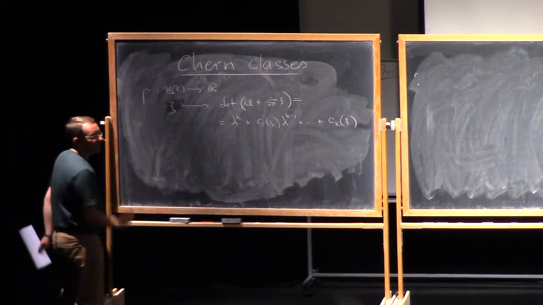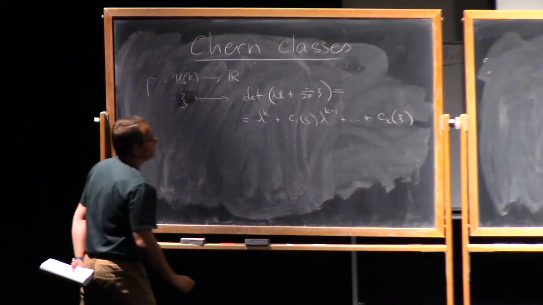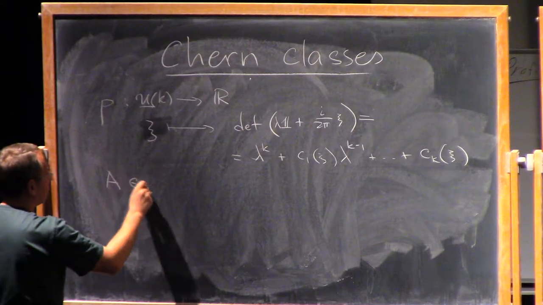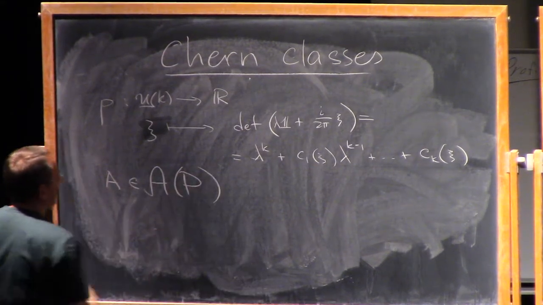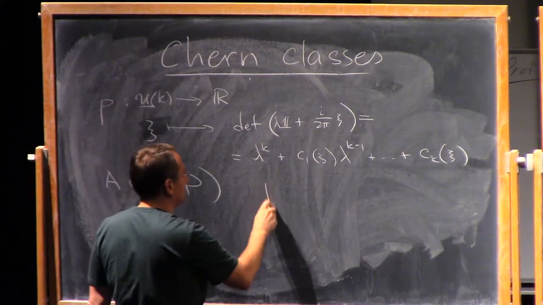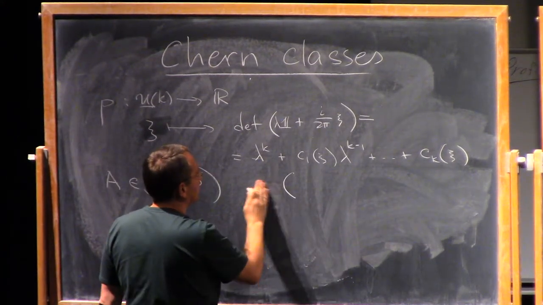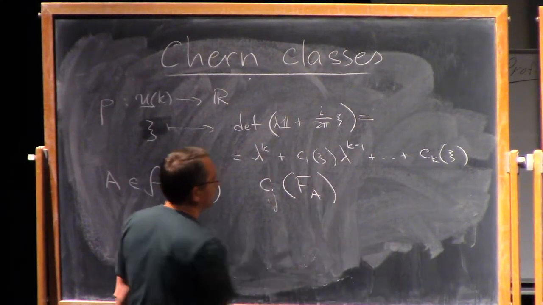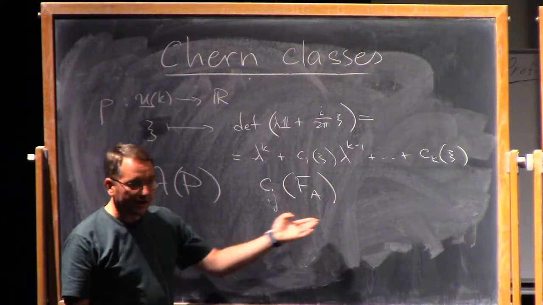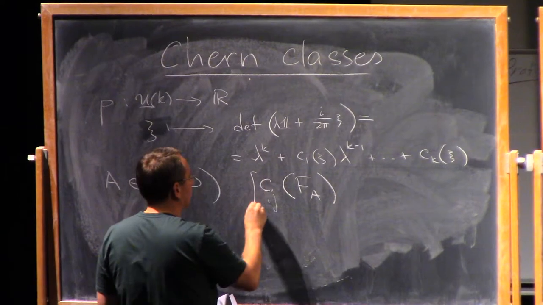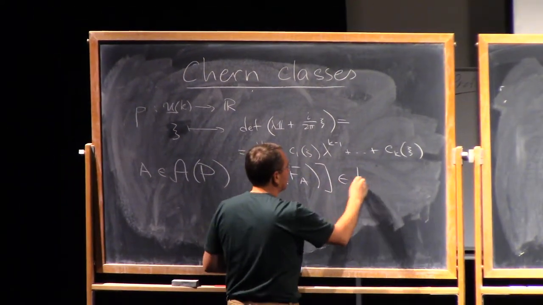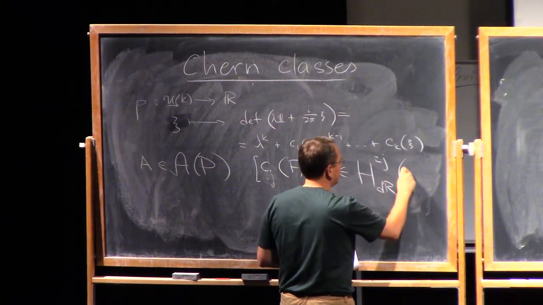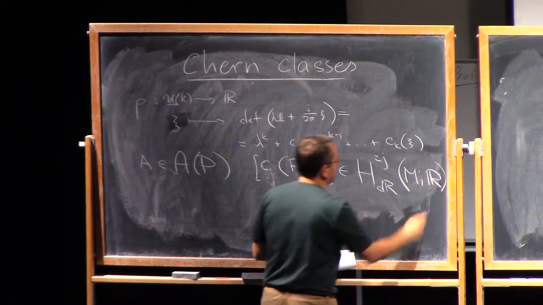And what I said last time is that if we apply those polynomials to the curvature, so if A is a connection on a principal bundle P, then we can compute Cj of F_A, and we can think of this as a closed form on the base manifold. So we can take its cohomology class, and this gives us some class in the 2j-th de Rham cohomology of the base manifold M with values in real numbers.